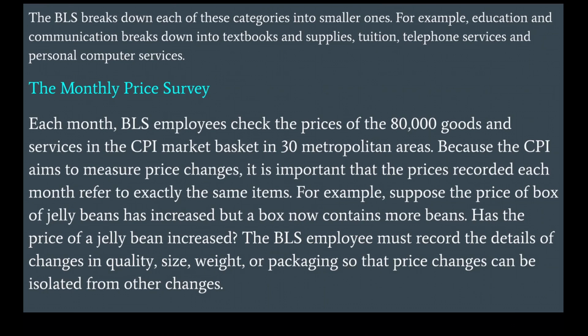Because the CPI aims to measure price changes, it is important that the prices recorded each month refer to exactly the same items. For example, suppose the price of a box of jelly beans has increased, but a box now contains more beans. Has the price of a jelly bean increased? The BLS employee must record the details of the changes in quality, size, weight, or packaging so that price changes can be isolated from other changes.